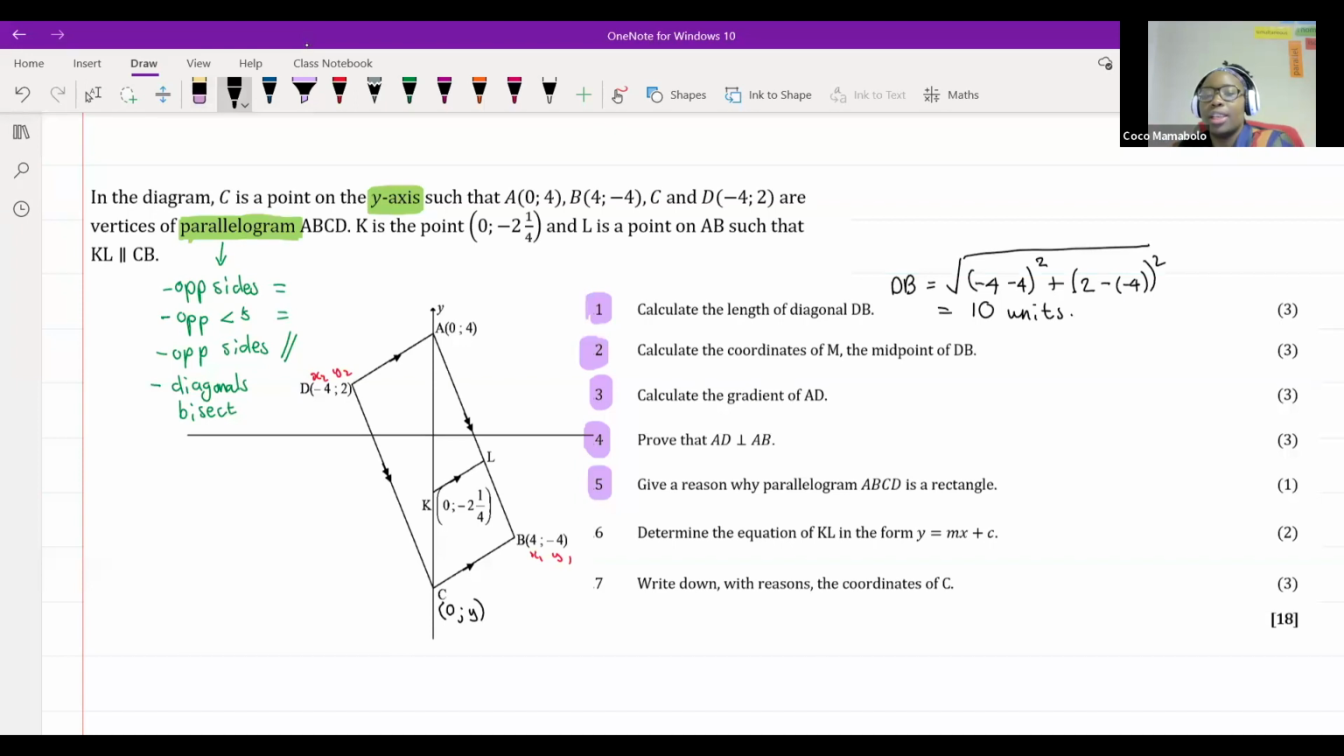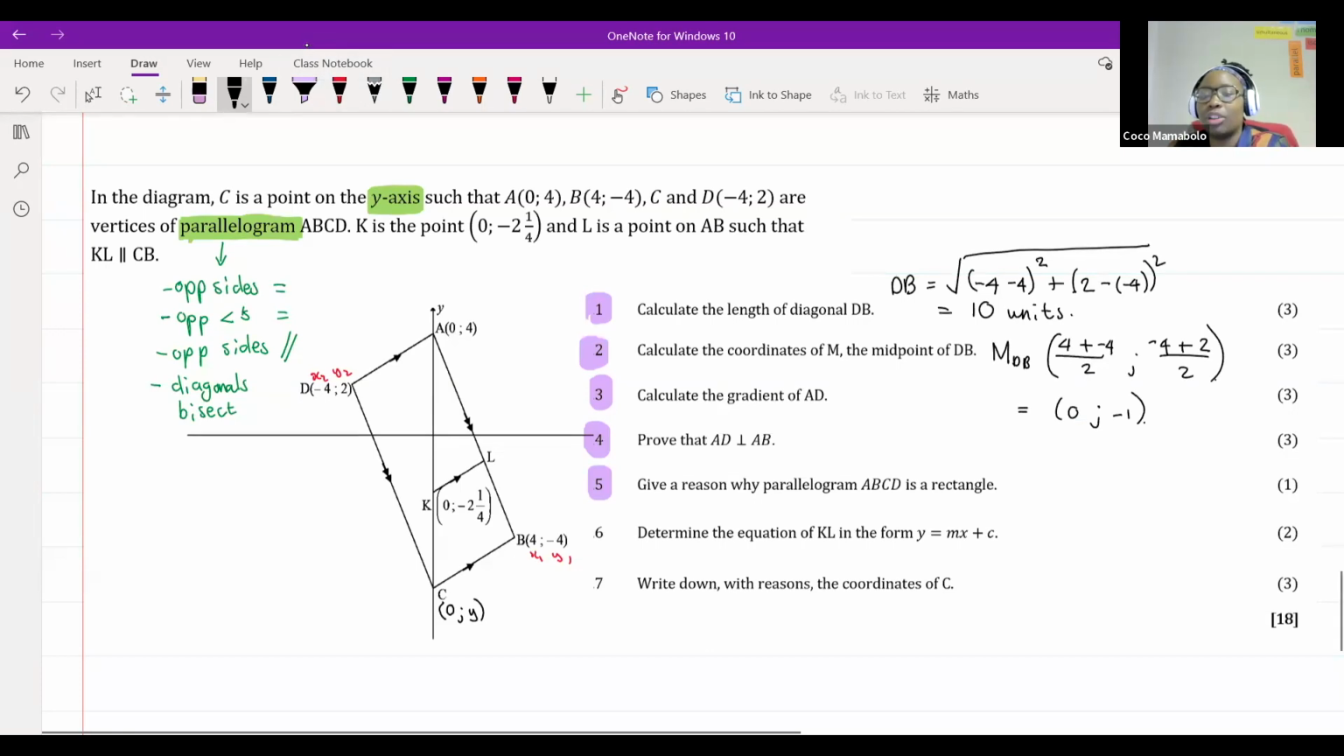10 units. All right, it says calculate the coordinates of M, the midpoint of BD. So we're using the midpoint of DB. I've already labeled them. I know that the formula for the midpoint is x1 plus x2 divided by 2. So I'm going to get 4 plus -4 over 2. And then for my y values, it's y1, which is -4, plus y2, which is 2, over 2. Okay, 4 plus -4 gives us 0 divided by 2 is just 0. And -4 plus 2 is -2 divided by 2 is -1. That's what we should get there.